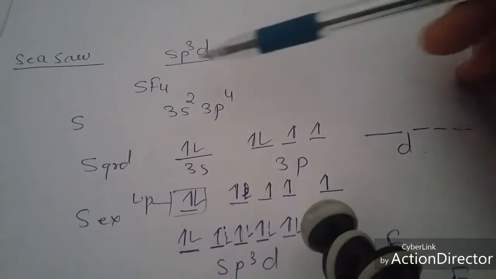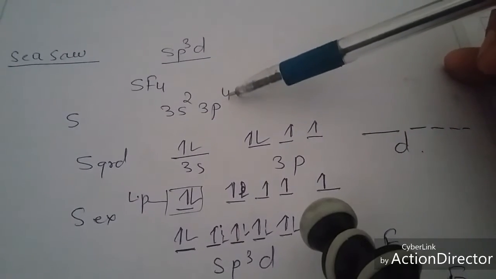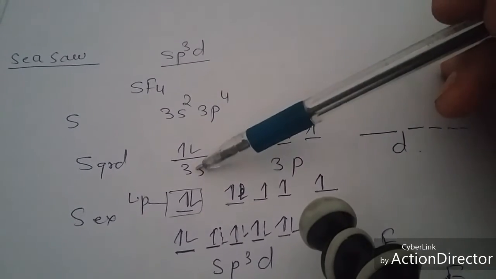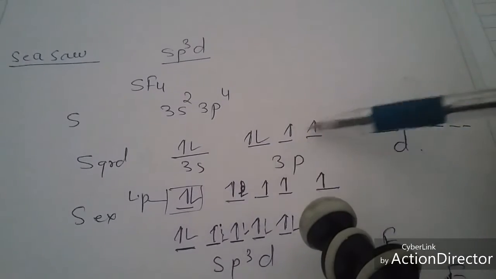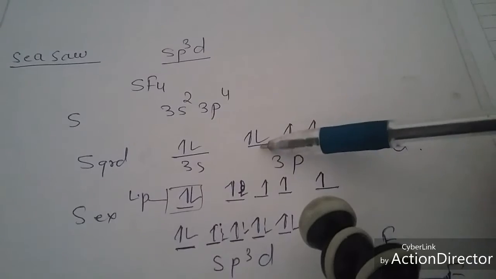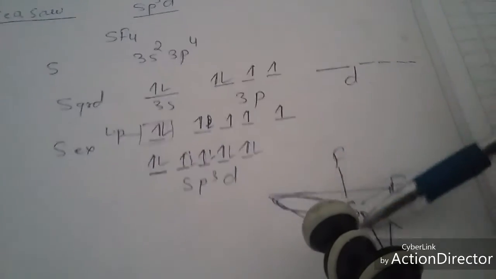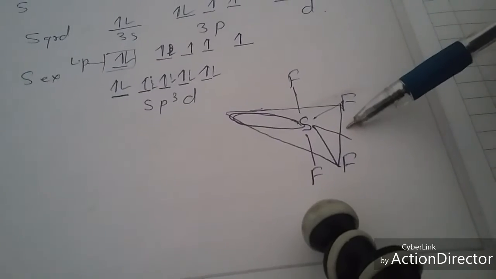Now the seesaw structure, if you see in case of SF4, it has a total of 6 valence electrons, 3s 3p. They are taking these 6 valence electrons. Now one electron will get excited to the d orbital. Still it has one lone pair of electrons, due to which it shows a seesaw geometry.